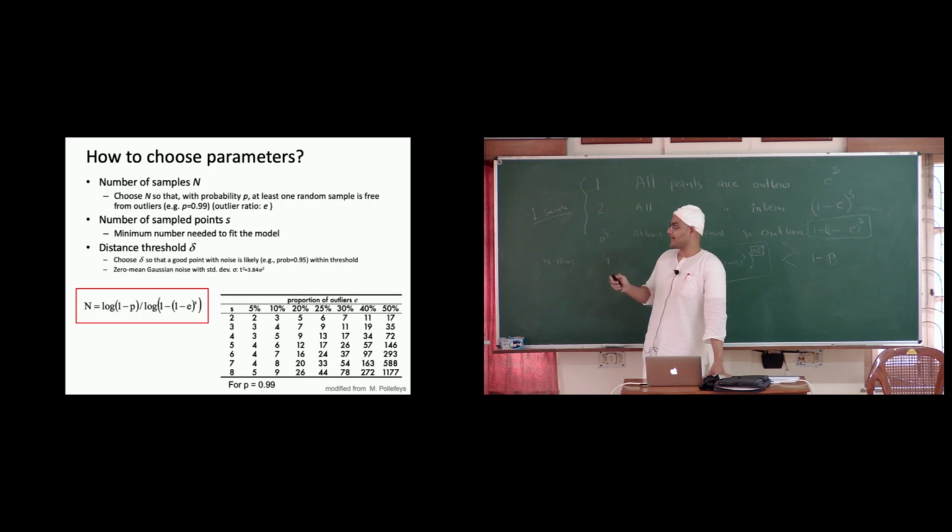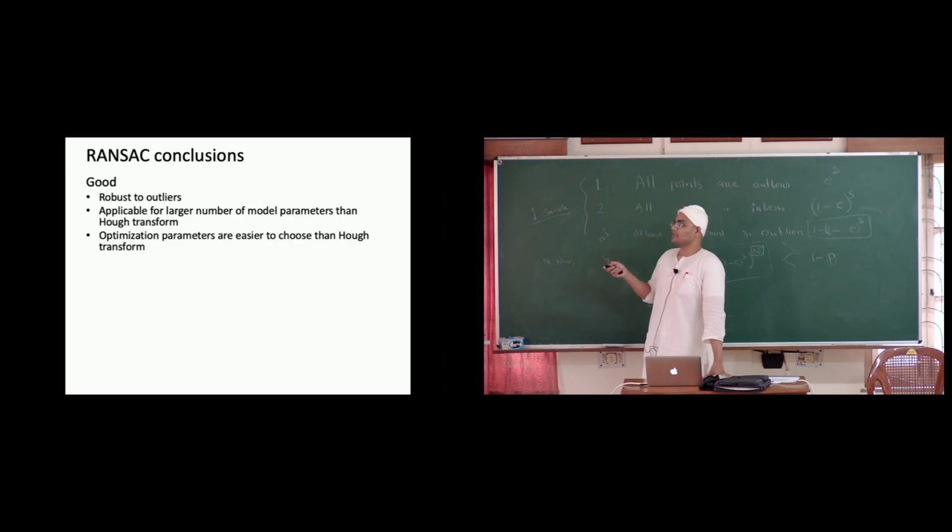So which one is bad? S. So what is the problem here? What is the good thing about it? It is very robust to outliers, because if there is even 50% outlier, I don't bother much. My algorithm is robust enough right now to handle all those outliers. Applicable for larger number of model parameters than Hough transform. We have already seen that 8.